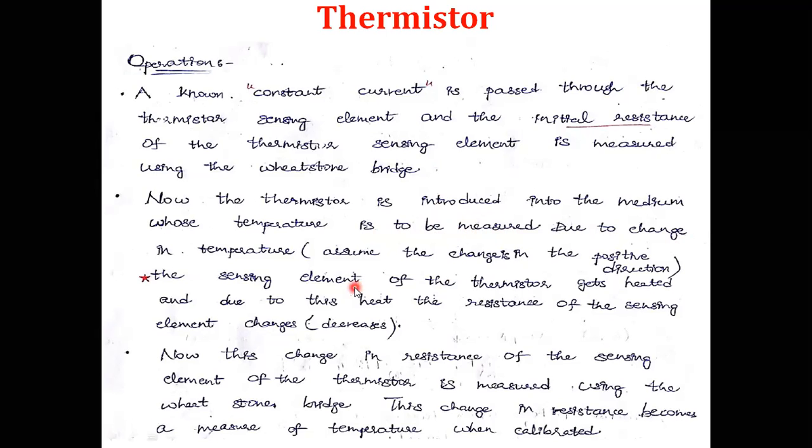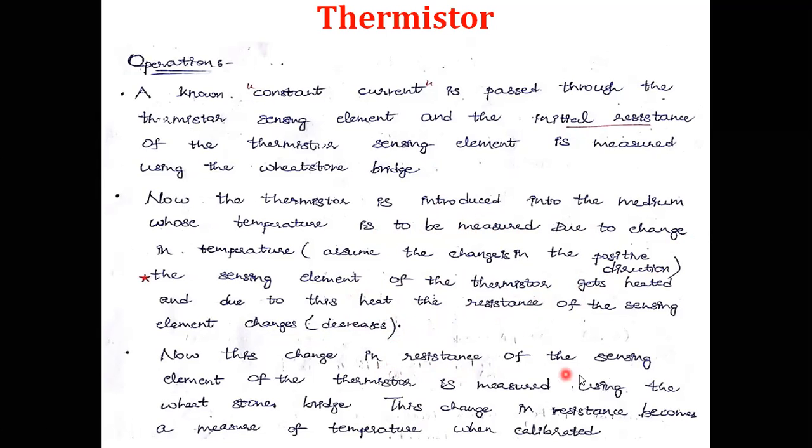Due to the change in temperature, assume the change is in the positive direction. The sensing element of the thermistor gets heated, and due to this heat, the resistance of the sensing element also changes. This thermistor gets heated, the temperature increases, and the resistance is going to decrease. Temperature increases here, and the resistance of that thermistor is going to decrease here.